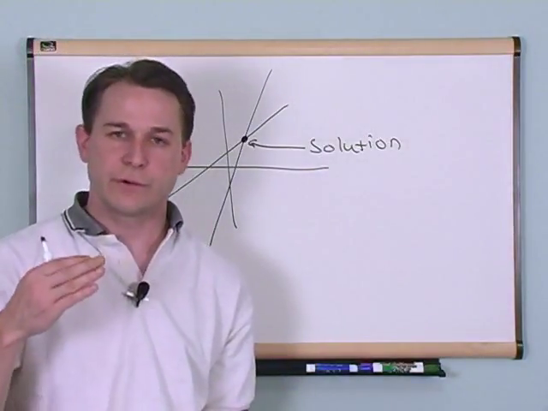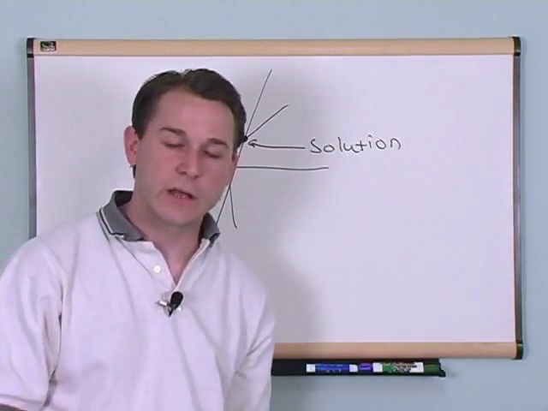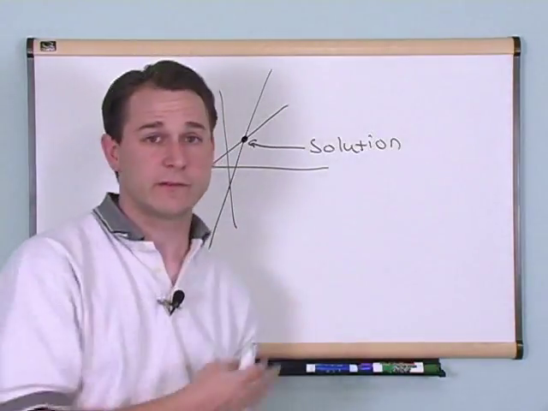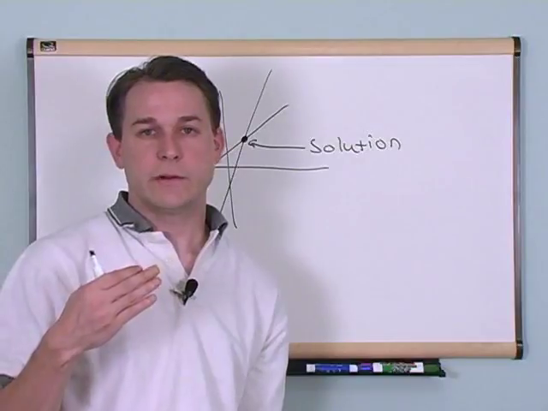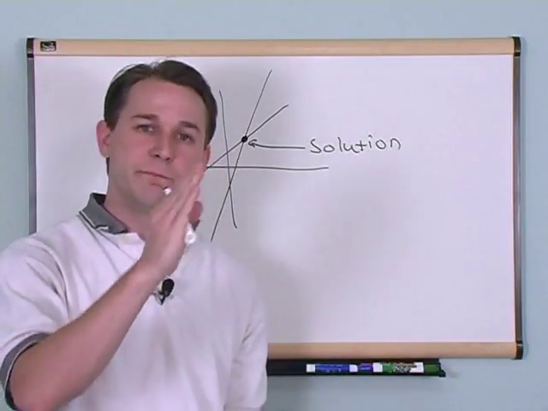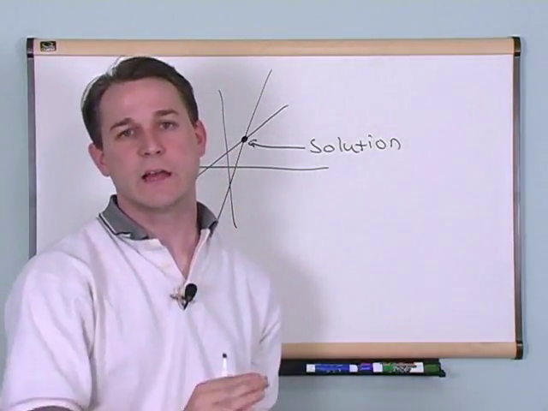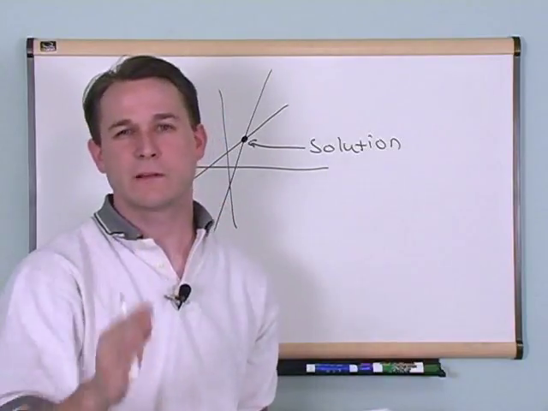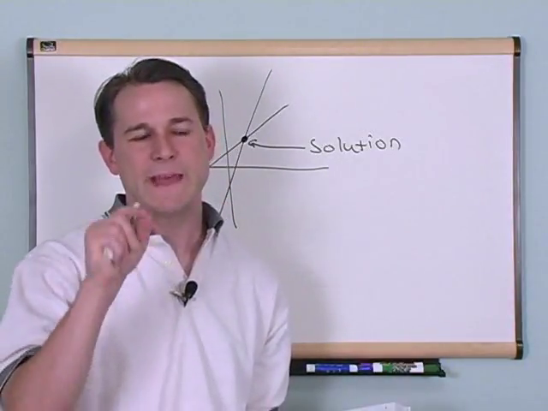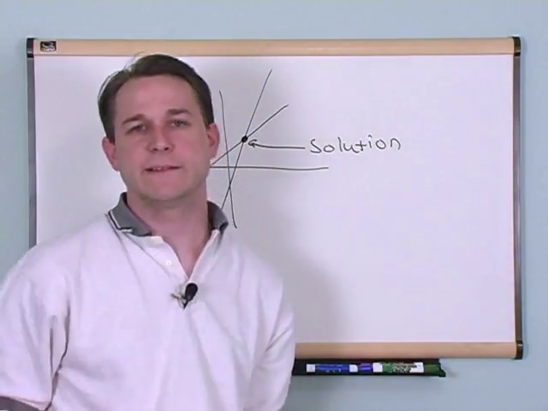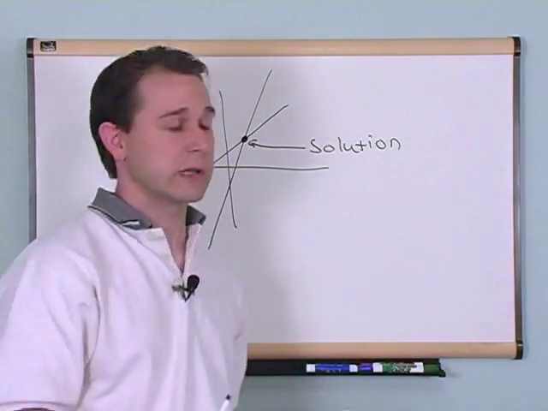So what you're really doing here, we're going to learn a lot of different techniques to find this special solution. What it means is it's the point at which both of those lines coincide, so it's the point at which both of those lines are true. What I mean by true is it's the point where that point satisfies both lines at the same time, and that will become very important later on.